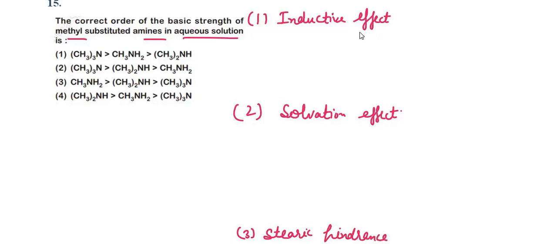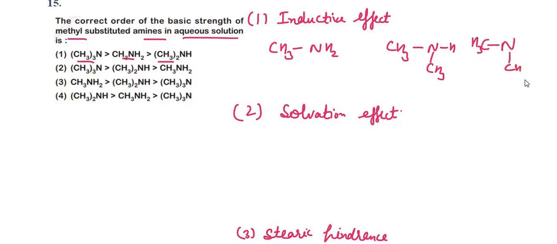Now, according to this inductive effect, when we write these three amines, one is primary, the second is secondary, where 2 CH3 groups are present, and the third one is tertiary, where 3 CH3 groups are present.